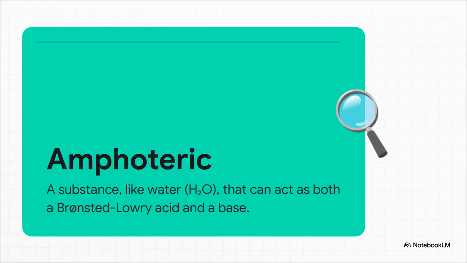And this reveals something absolutely amazing about water. In that last example, it acted as a base, but in other reactions, it can do the opposite and act as an acid, donating one of its own protons. Any substance that can switch hit like this, that can be both an acid and a base, is called amphoteric. Water is the ultimate chemical chameleon.